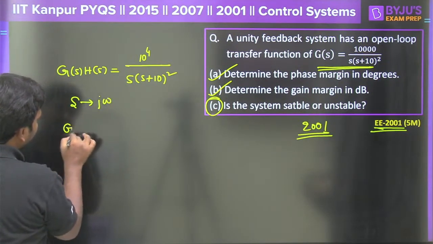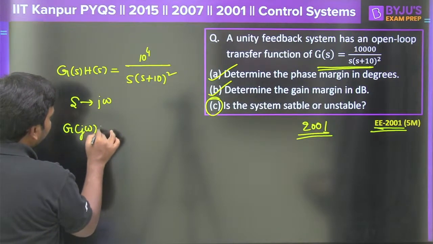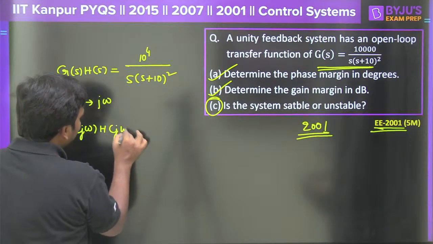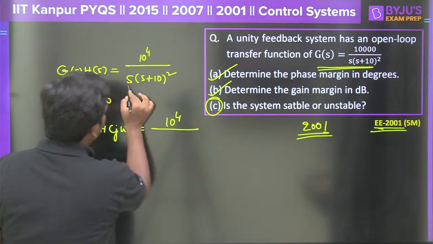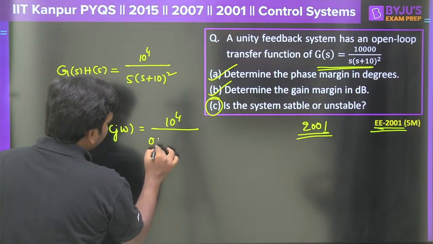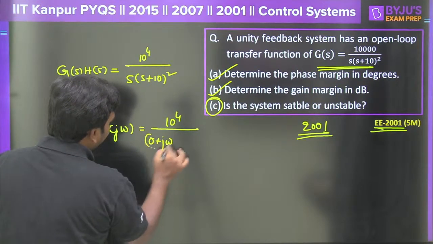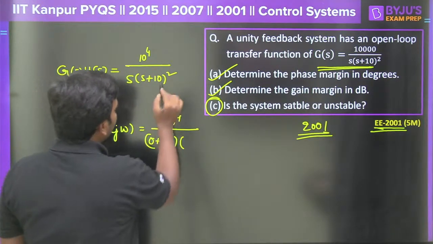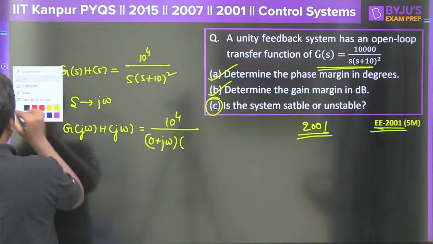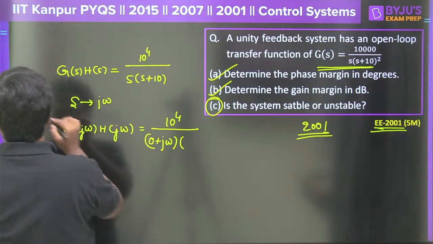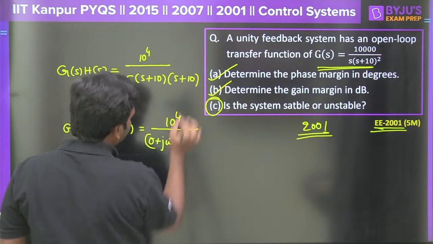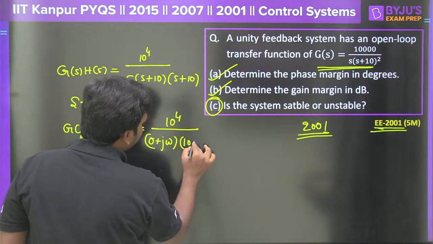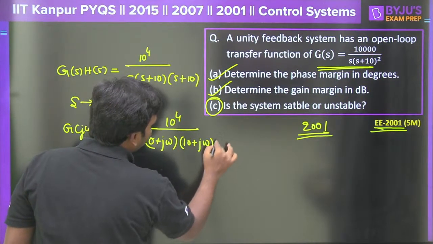When you replace s is equal to j omega, G of j omega into H of j omega is obviously going to be equal to 10 power 4 divided by, the denominator will become 0 plus j omega into, what will it become? (s plus 10) whole square can be written as (s plus 10) into (s plus 10) here. So you can write this as (10 plus j omega) into (10 plus j omega).